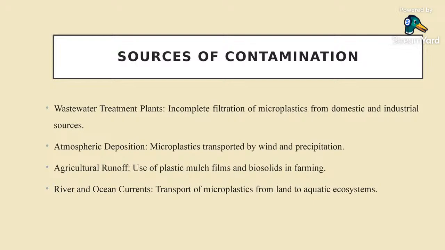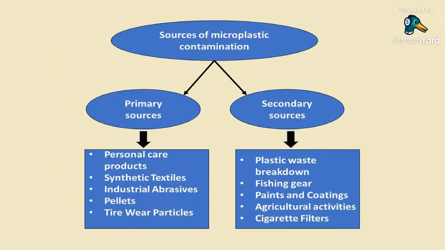Wastewater treatment plants: the incomplete filtration of microplastics from domestic and industrial sources. Atmospheric deposition: microplastics are also transported through wind and precipitation. Agriculture runoff: the use of plastic mulch films and biosolids in farming. River and ocean currents: the transport of microplastics also results in them reaching land and aquatic ecosystems, where they can go through food chains or other sources like rain and so on.